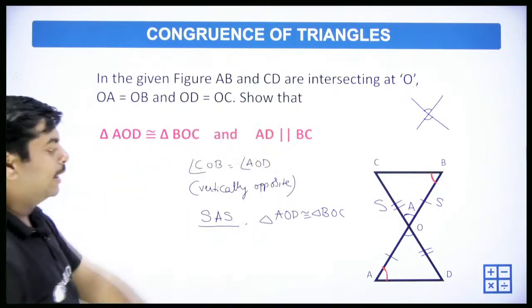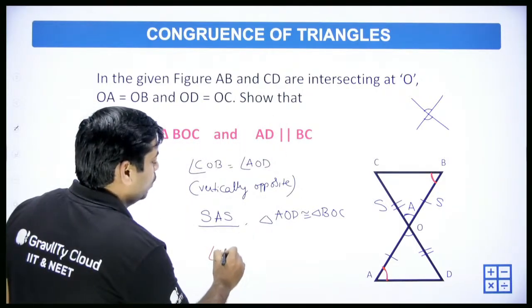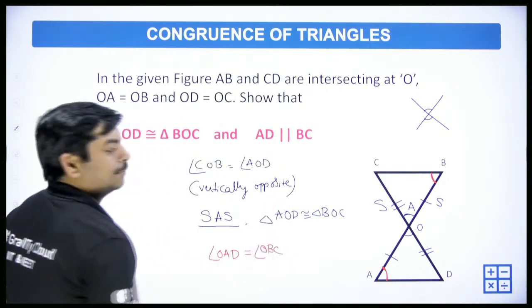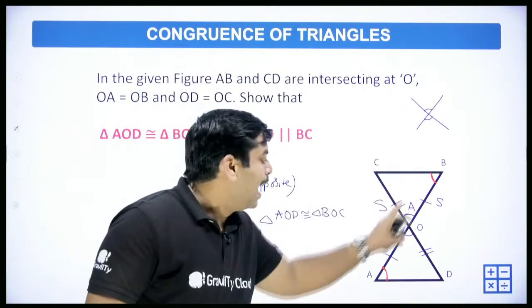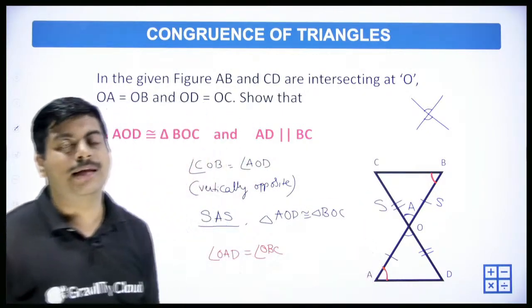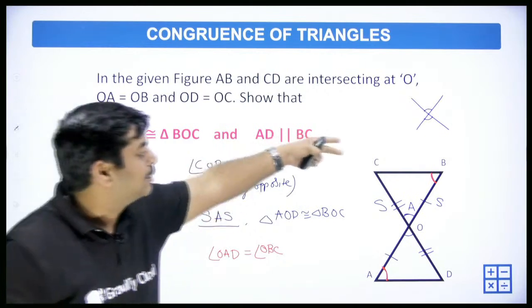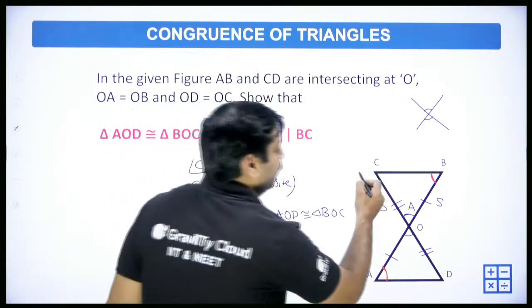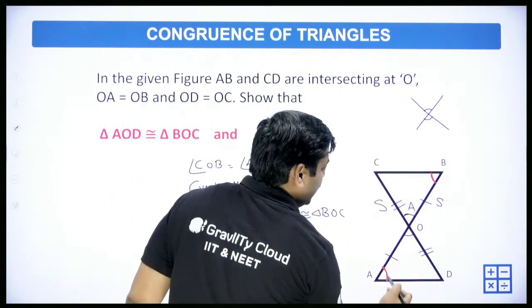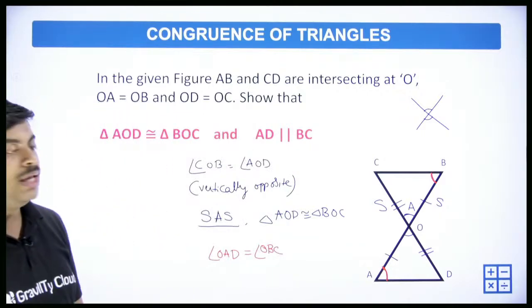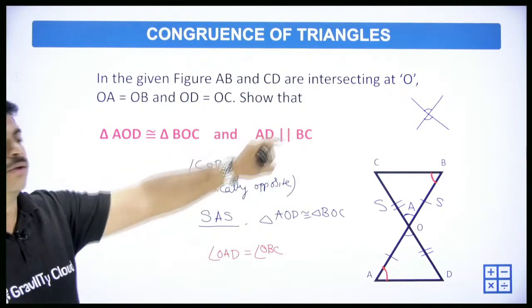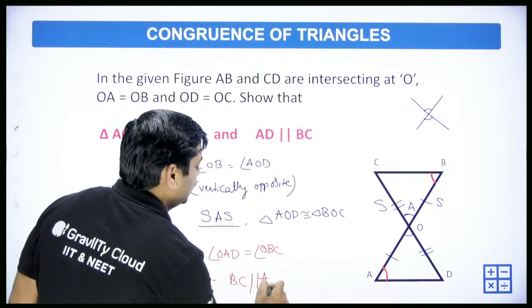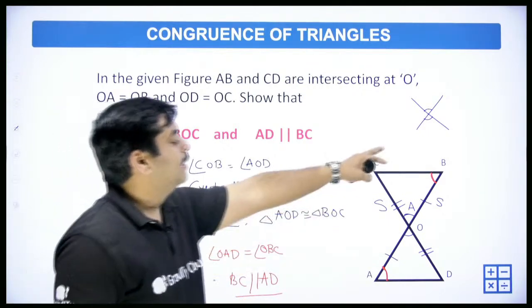As these two triangles are congruent, I can say that angle OAD is equal to angle OBC. As these two angles are the same, I can say that these two lines BC and AD are parallel. These are called interior opposite angles, right? So these two angles are equal, therefore BC is parallel to AD.